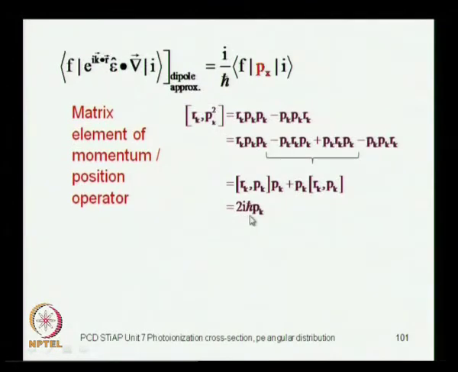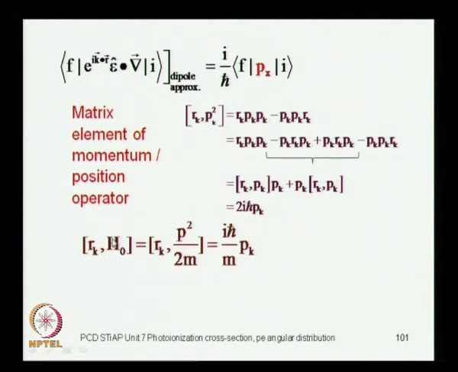this is equal to twice i h cross p_k, for each component k going from 1 to 3 for x, y, z, and that tells us that the Hamiltonian would have a commutation relation with the position operator which is given by the commutation of r with the kinetic energy operator. It will of course commute with the potential energy operator which depends on r alone, right. So it would commute with the potential energy operator, and the commutation with p square would give us i h cross over m p_k for the kth component.